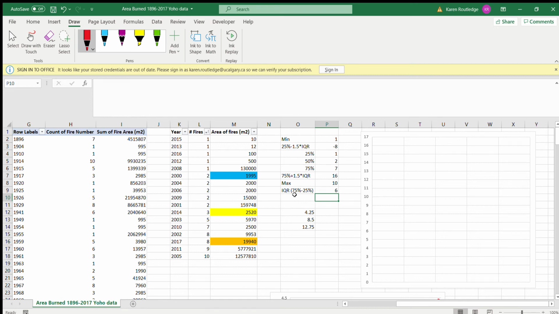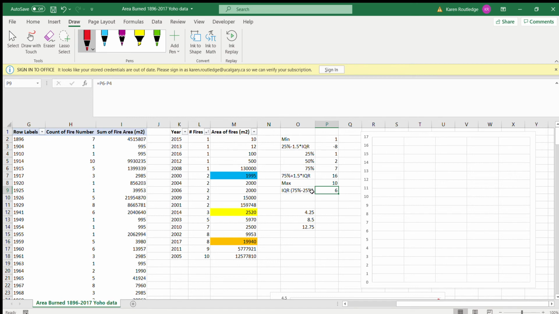So here we want to take the number that we calculated for the 75th percentile and subtract from it the 25th percentile. So 7 minus 1 is 6. And that is the interquartile range. It is the middle 50% of the data. 75% minus 25% is 50%. And the range of that is 6.